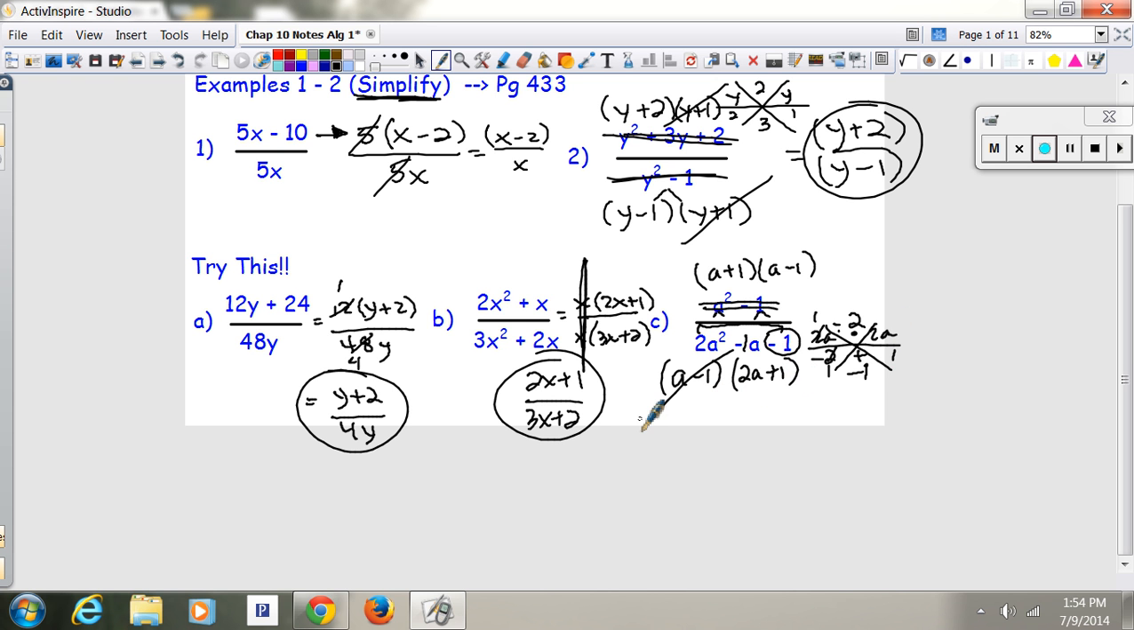You see an a minus 1 on the bottom and you see an a minus 1 on the top. Cross those out. Your solution is a plus 1 over 2a plus 1. You cannot cross out anything else. Those are parentheses. You can only cross it out if the parentheses are identical. So that is your first one there.